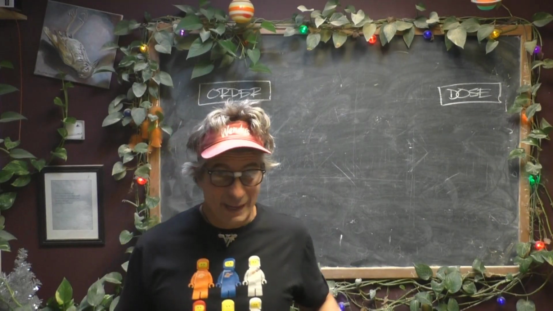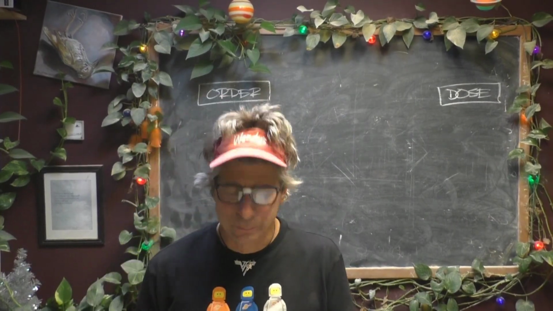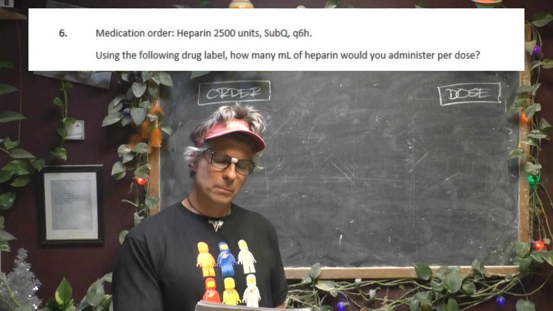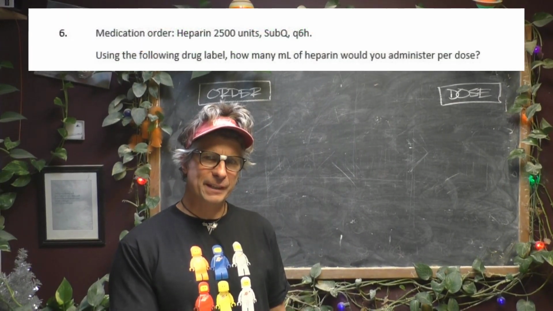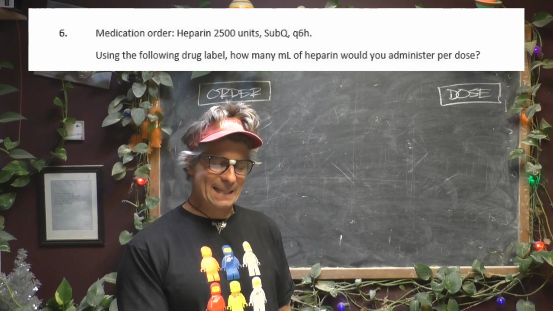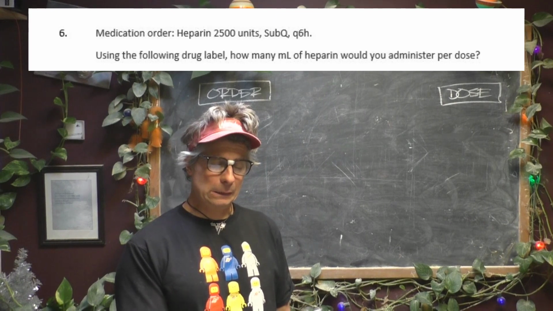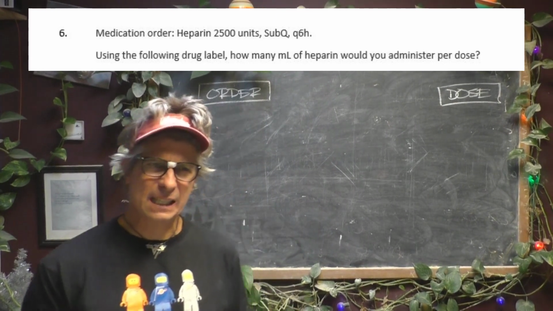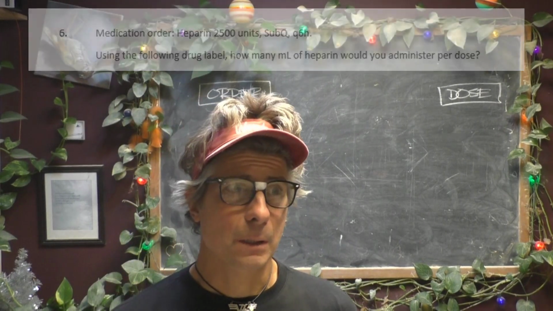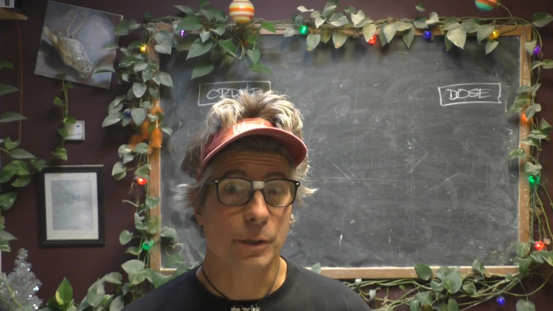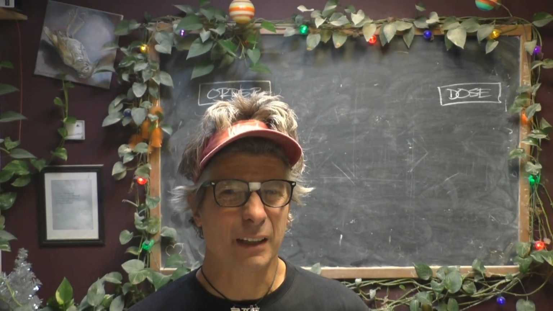Right, friends, this is the first one that has a label. Heparin, 2,500 units, Sub-Q, which I think means under the skin. Q6H. I don't know what that means. Is 6H 6 hours? If it is, that strikes me as a dose. So you give the dose every 6 hours, I think.